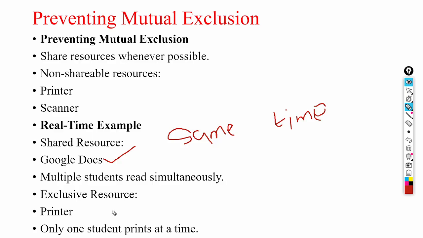Only one student can use the printer at a time, but with Google Docs, the students can read the document simultaneously, that is, at the same time. This is what preventing mutual exclusion means. In mutual exclusion, there are two types: shareable resources and non-shareable resources.